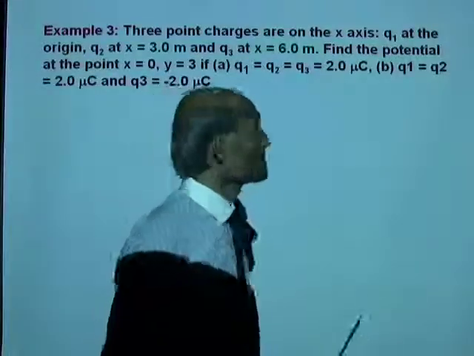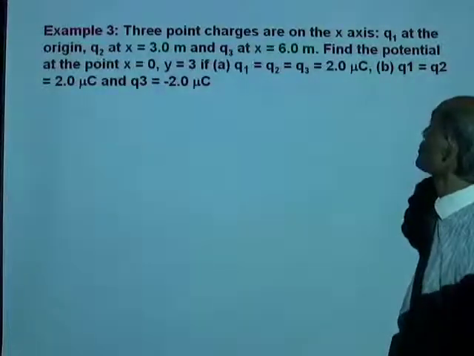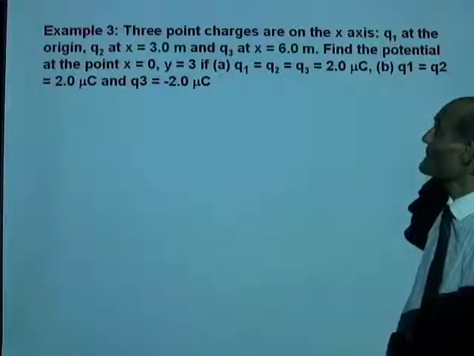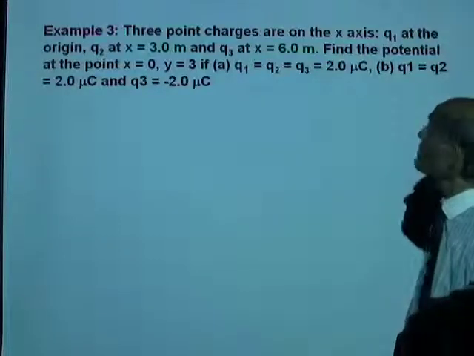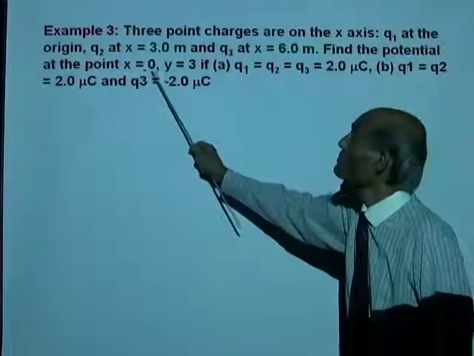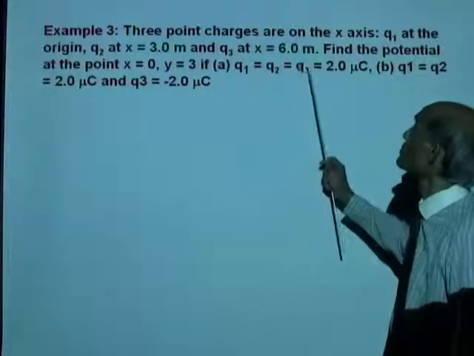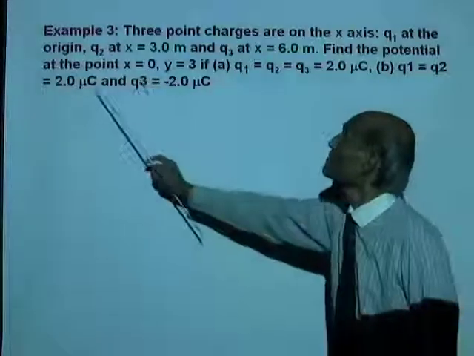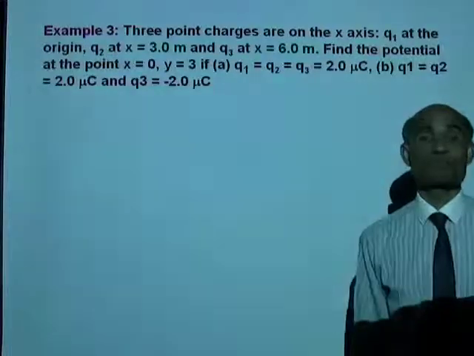Another problem. 3 point charges are on the x-axis. Q1 at the origin, Q2 at x equal to 3 meter, and Q3 at x equal to 6 meter. Find the potential at the point x equal to 0, y equal to 3, if Q1 equal to Q2 equal to 2 microcoulomb, and Q3 equal to negative 2 microcoulomb.